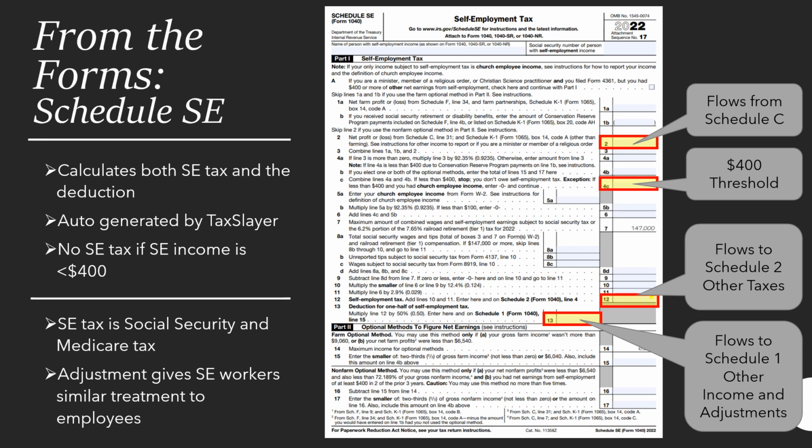You might also note that on line 7, there is a cap on income that is subject to the Social Security tax. This amount adjusts year to year based on inflation.